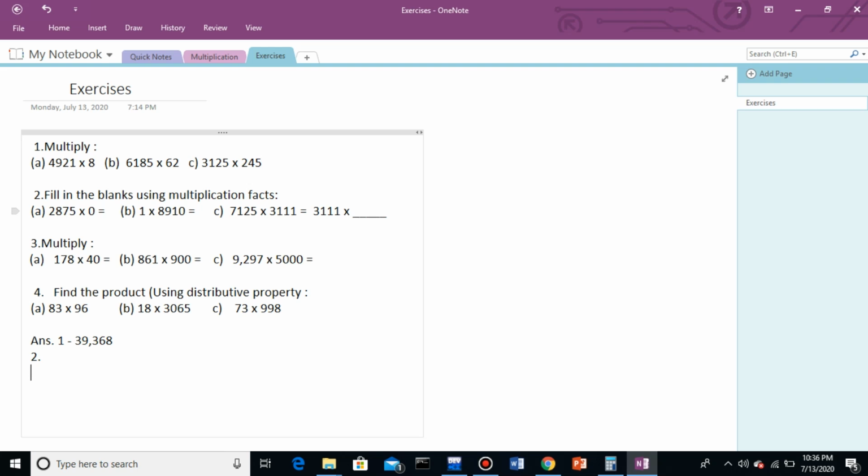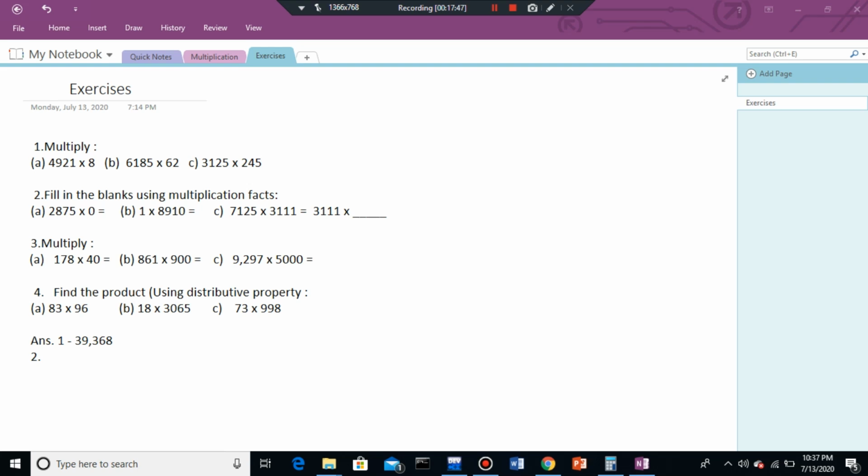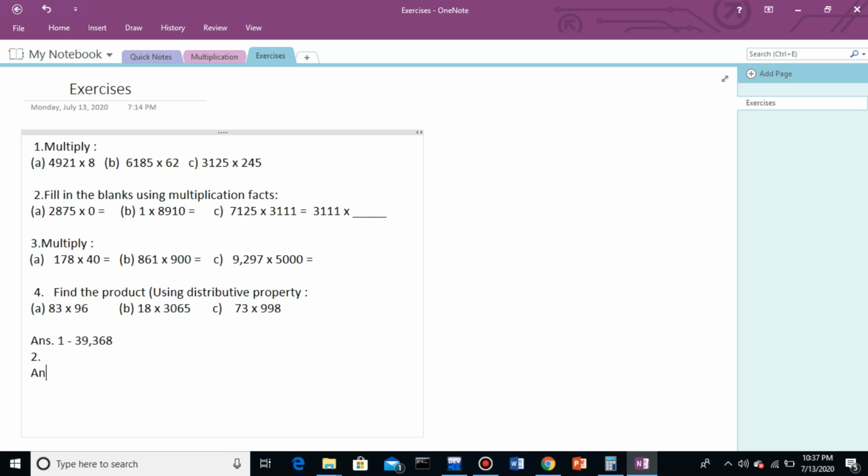7,125 into 3,111 is equal to 3,111 into what? What do you think will be the answer in that blank? Guess. I will give you 10 seconds. Guessed? Okay, now I will tell you the answer. The answer will be 7,125. So I will type that here. Answer 3: 7,125.